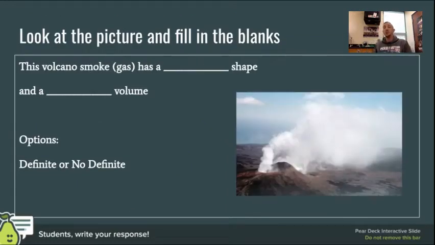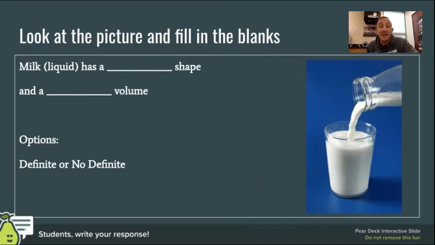So the next one, I want you to go ahead. A volcano smoke gas has a blank shape and a blank volume. Go ahead and pause this and write down what your answers are. Because the volcano smoke is a gas, it has an indefinite or no definite shape, and it has an indefinite or no definite volume. It's going to fill whatever it's in, okay?